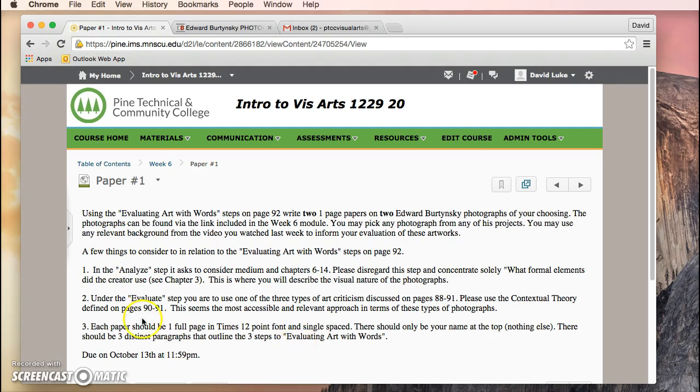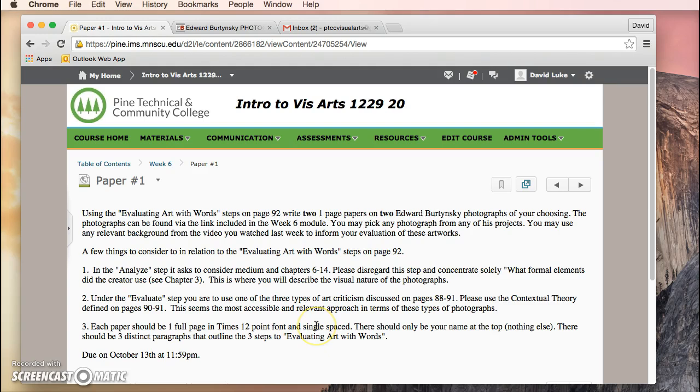Okay. Next, it says each paper should be 1 full page in Times 12-point font and single spaced. There should be only your name at the top, nothing else. There should be 3 distinct paragraphs that outline the 3 steps in evaluating art with words. Okay, so let's review that in a sense.